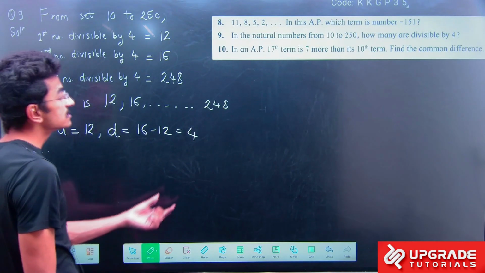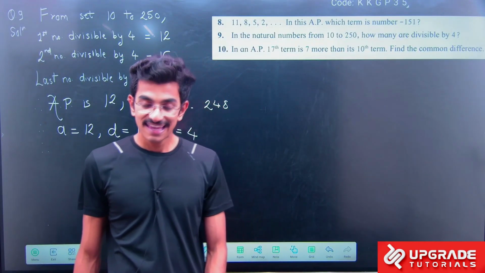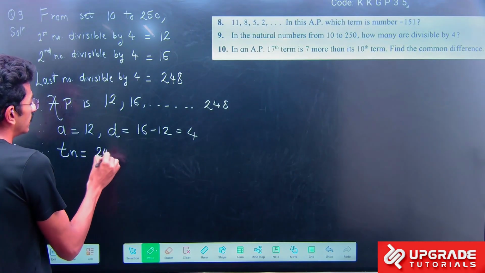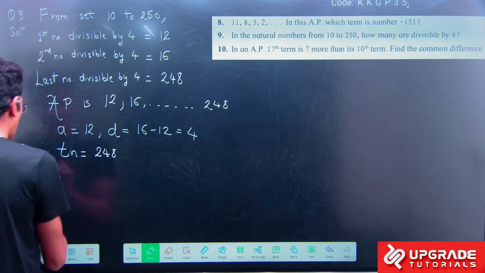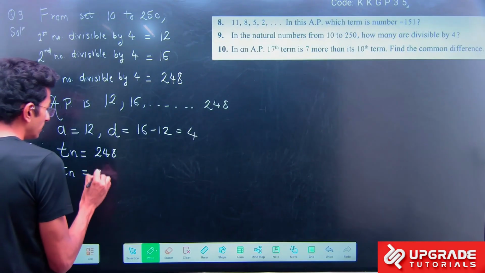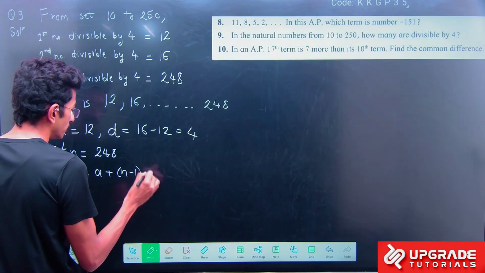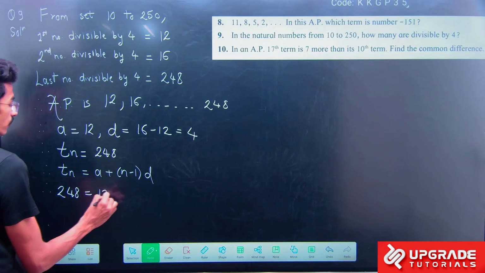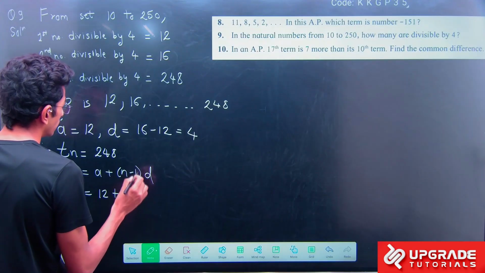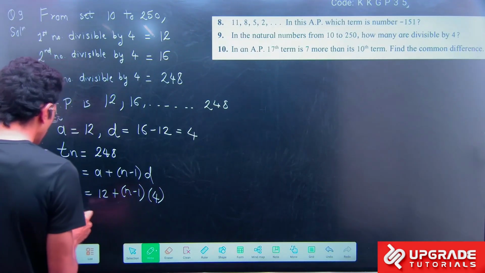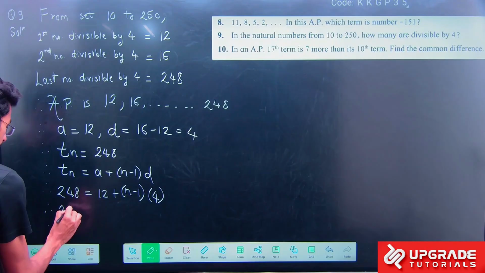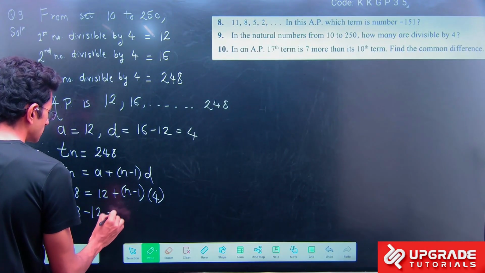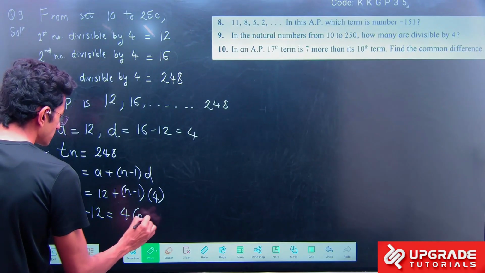And what is this value? Yes, the nth term, that is Tn, is equal to 248. Again we will apply the formula as Tn is equal to A plus n minus 1 into D. What is the value of Tn? 248. What is the value of A? 12 plus n minus 1. What is the value of D? 4. Therefore 248. Here 12 is plus, it will come towards the left hand side and become minus, equal to 4 times of n minus 1.